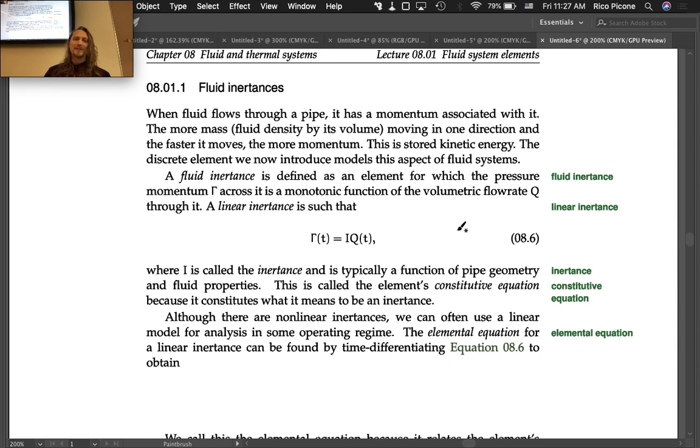When fluid flows through a pipe, it has a momentum associated with it. The more mass, fluid density times its volume, moving in one direction, and the faster it moves, the more momentum it has, right? This is stored kinetic energy. The discrete element we now introduce models this aspect of fluid systems. So we're going to try to model this momentum, this kinetic energy that's built up when you have a bunch of fluid moving in the same direction.